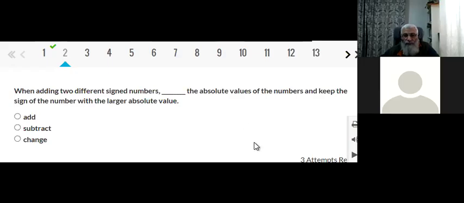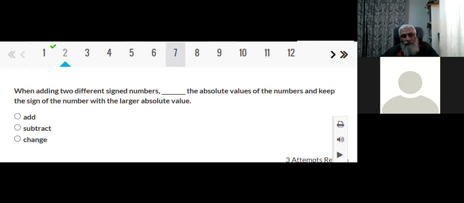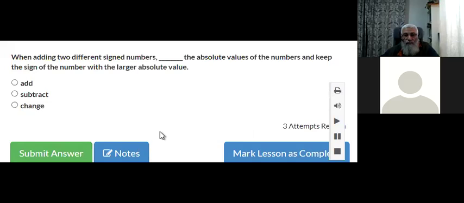Read. Add two different signed numbers, the absolute values of the numbers, and keep the sign of the numbers with the larger absolute value. What do you think? Two different signed numbers. We add or subtract or change the absolute value. What do you think?